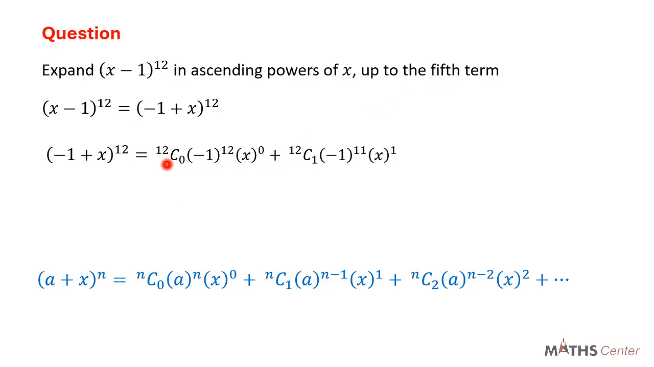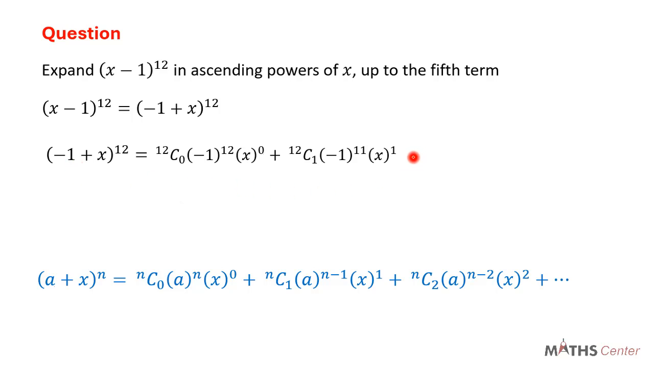The second term is going to be 12 combination 1, since 12 combination 0 becomes 12 combination 1. The exponent on -1 will reduce by 1, so 12 will reduce to 11. Then x will increase from 0 to 1. So you see, we are now having ascending powers of x. The powers of x are increasing, which is what we want. If we had kept it as (x - 1)^12, then the powers of x would decrease. We don't want that. We want the powers of x to increase. That is why we interchanged them.